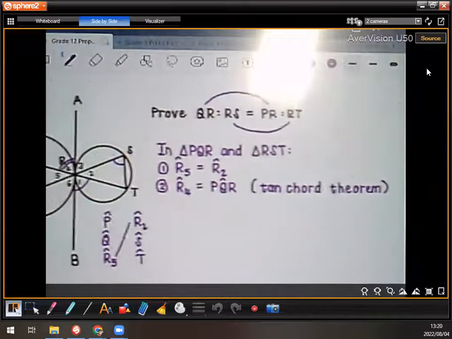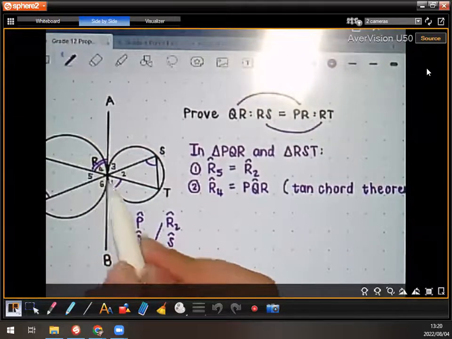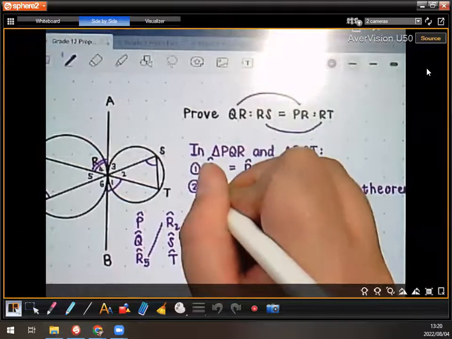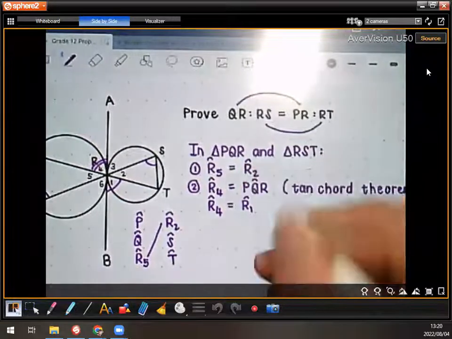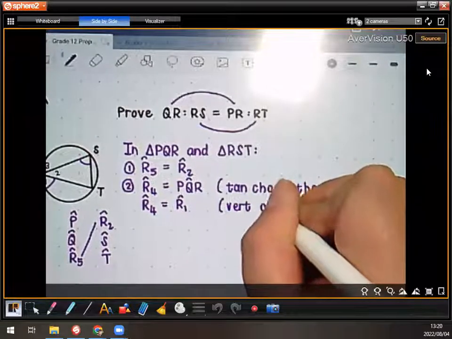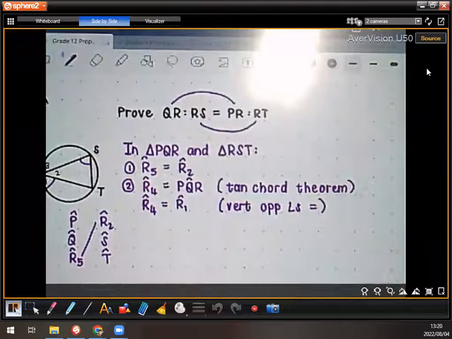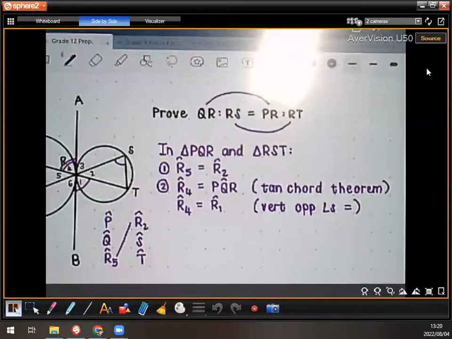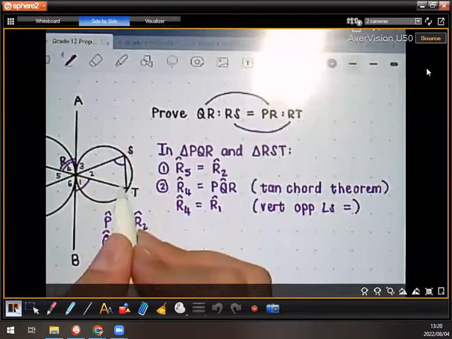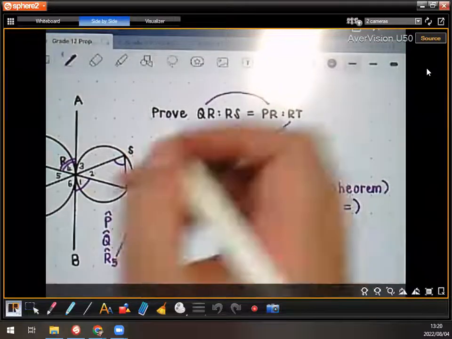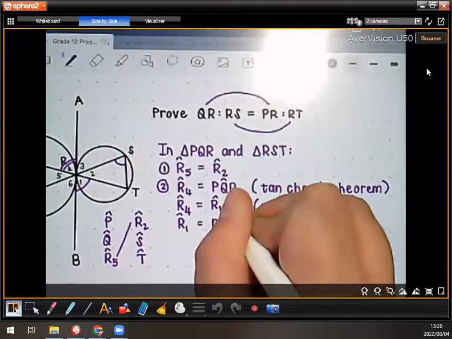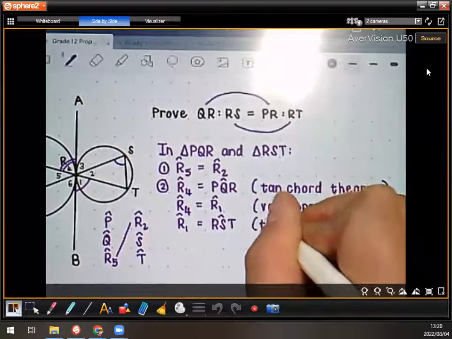All right. Then we have that R4 is going to be equal to R1 because of those vertically opposite angles. So R4 is equal to R1. Third angle is equal. But then R1 of the polar triangle is the angle between the tangent and this chord, which then subtends the angle at X. So R1 is going to be equal to R is T, again, tan chord theorem.